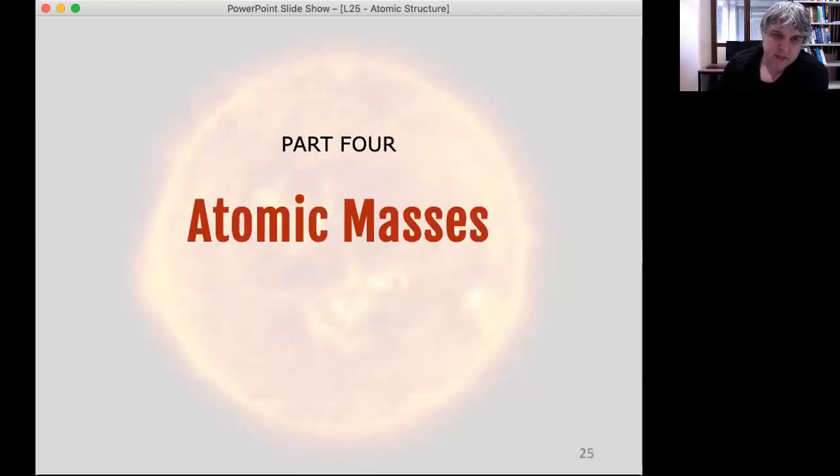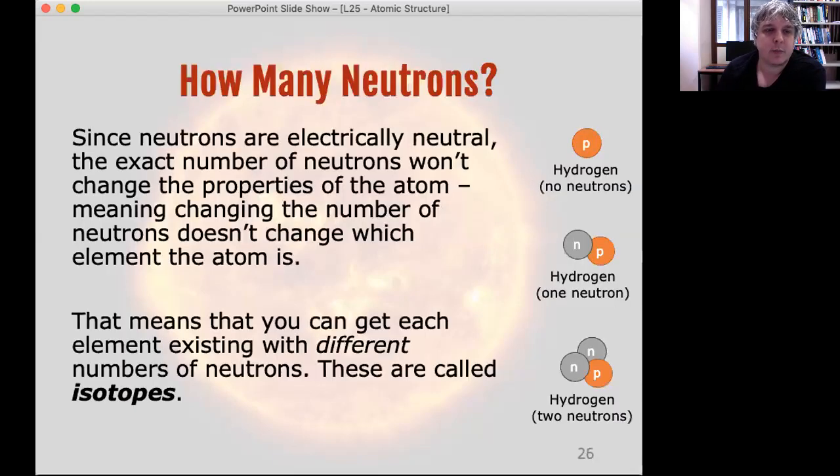There's not just atomic masses in this part, but I just sort of lumped everything together into atomic masses. So we're going to jump around a little bit in this section and look at a few different things. So we've talked about protons defining the element which an atom is. We've talked about neutrons being part of a glue that holds these protons together, but they are electrically neutral. So they don't change the properties of the atom in terms of what it will do chemically when it encounters other atoms. So what does the number of neutrons do?